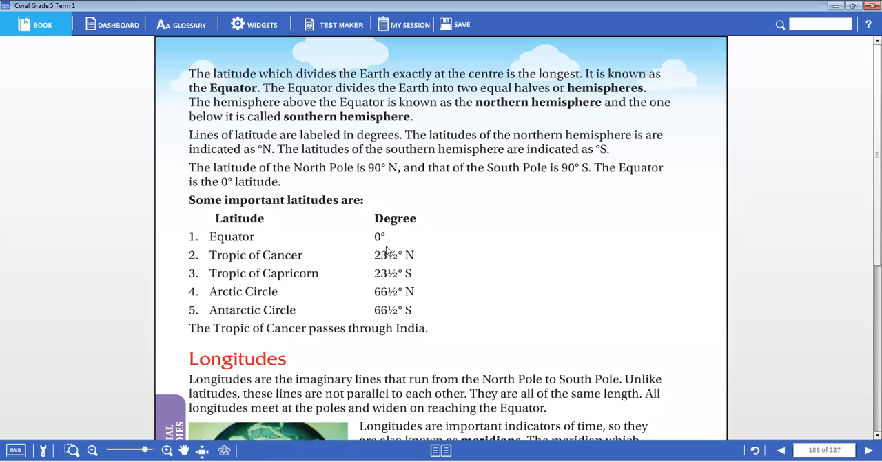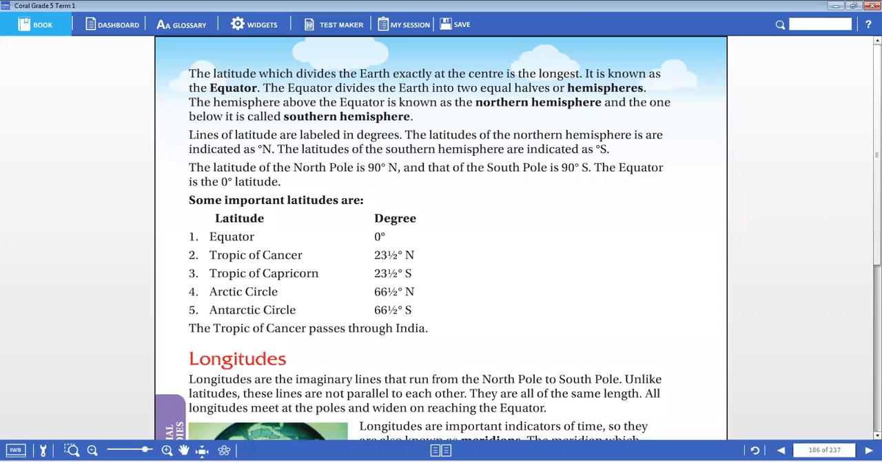The equator is at 0 degrees. Tropic of Cancer, 23.5 degrees north. Tropic of Capricorn, 23.5 degrees south. Arctic Circle, 66.5 degrees north. Antarctic Circle, 66.5 degrees south. Among these 5, the Tropic of Cancer passes through India.